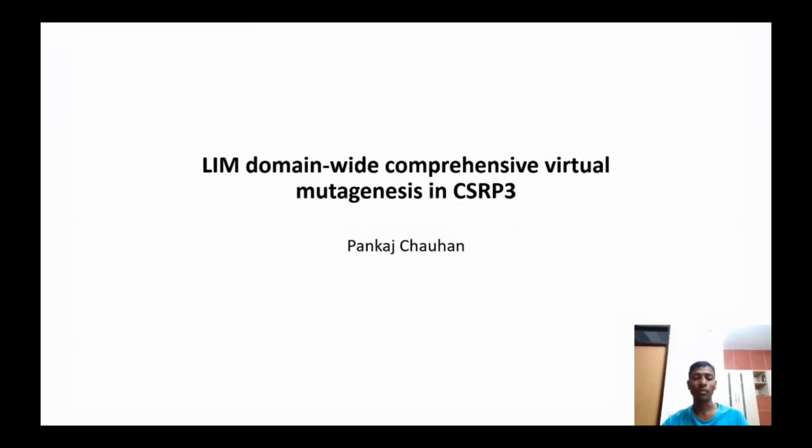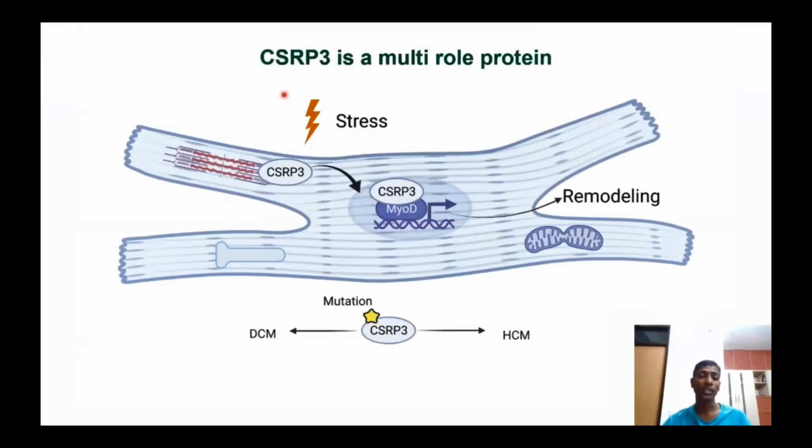Good afternoon, everyone. In the next couple of minutes, I'll be talking about our recent structural work on a very interesting protein known as CSRP3. Cysteine and glycine-rich protein 3, or CSRP3, is a dual-role mechanosensor. It is very important for sarcomere stability. At the same time, it is also important for tissue remodeling, where it shuttles from the cytoplasm to the nucleus and acts as a cofactor for the myogenic transcription factors.